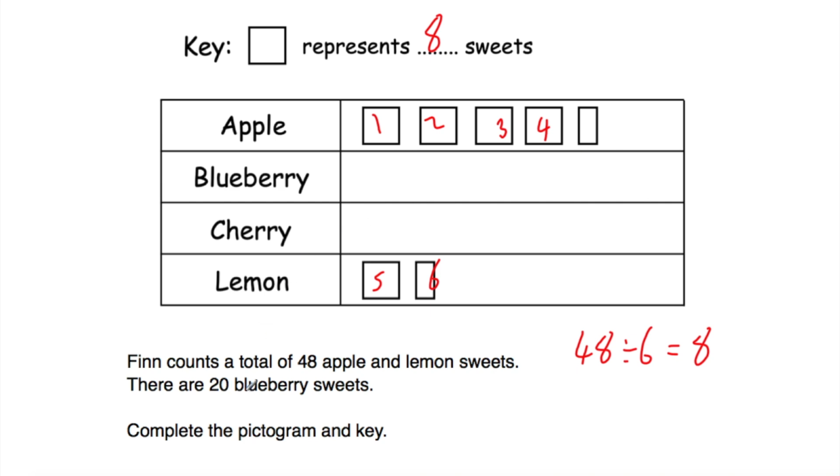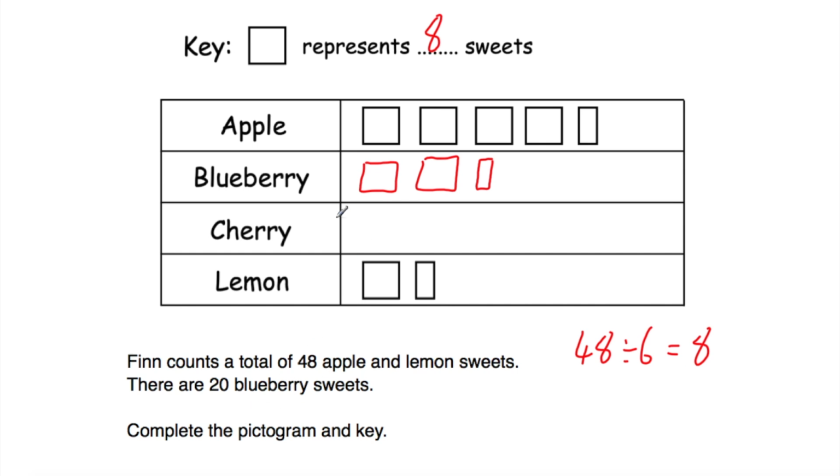Then we're told there's 20 blueberry sweets, and I'm just going to rub out where we've written those numbers in, there and there. So there's 20 blueberry sweets. So that would be, in terms of 8, that's going to be 8. And then another square would be 16. And then we need another 4, so that's going to be half a square, so that's going to be that rectangle like so. So that's 8, 16, and then another 4 would be 20. So that's 20 blueberry sweets.